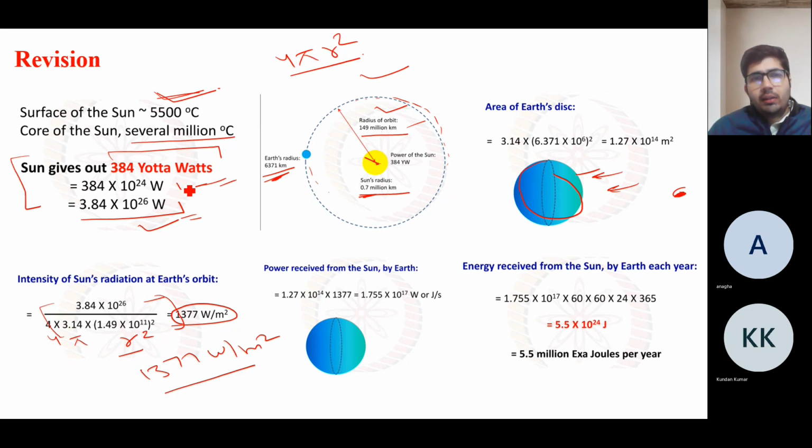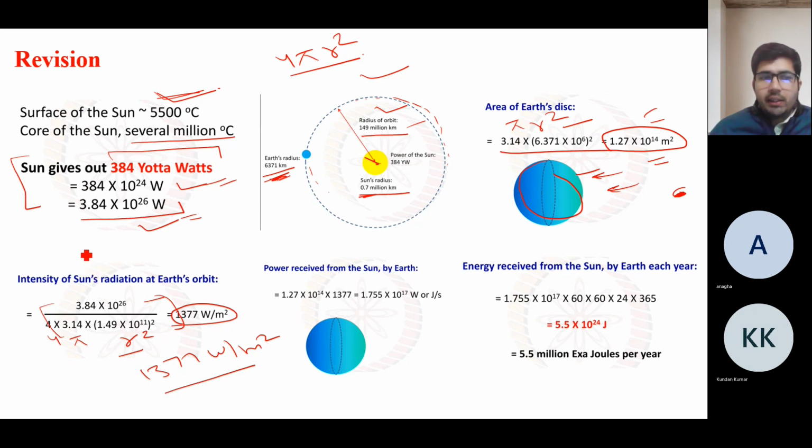We know the radius is 6371 kilometers, and the area of a circle is pi r square. So the area will come out around 1.27 into 10 to the power 14 meter square. So the area of the Earth which is receiving the radiant energy from the sun is 1.27 into 10 to the power 14 meter square.